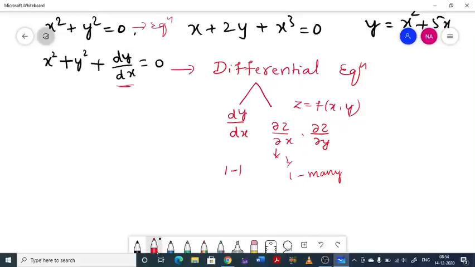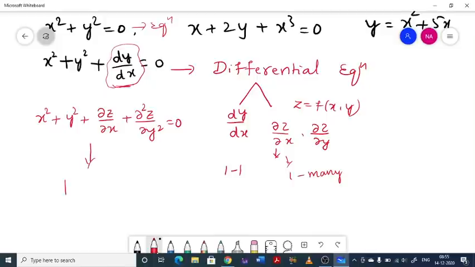See, if you find an ordinary derivative or ordinary differential coefficient, then you can call that just a differential equation. If you find a partial differential coefficient, dou square z by dou y square equal to 0, see, this also you can call a differential equation, no doubt about it. This is also a differential equation, but particularly it is a partial differential equation.